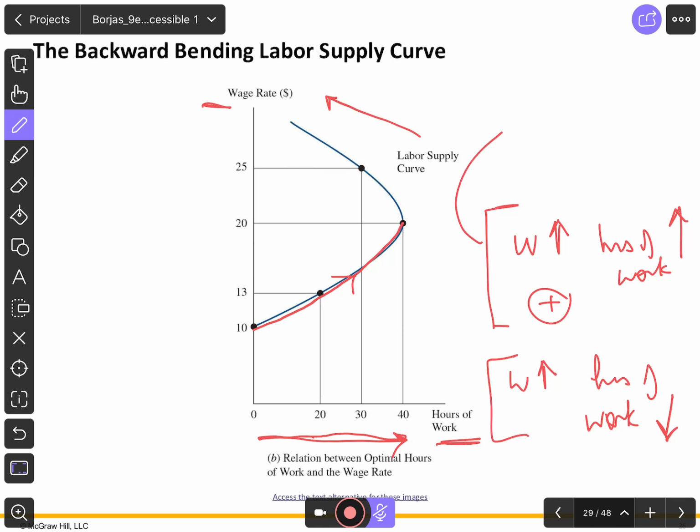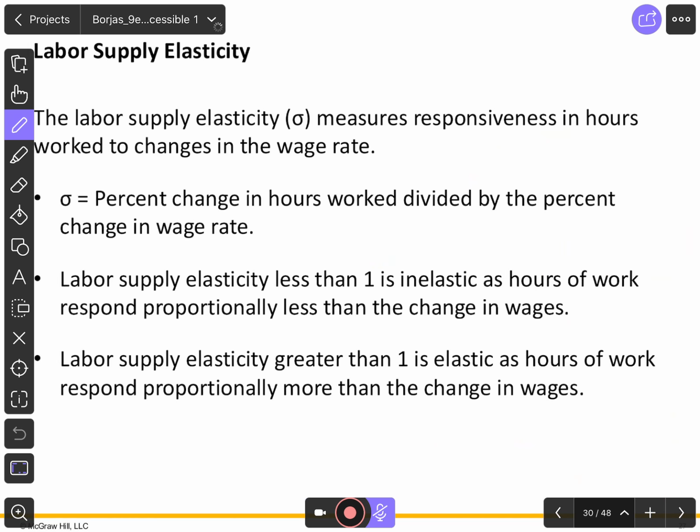So this one reflects the substitution effect. You are substituting work for leisure time. This one is the income effect. You are buying more leisure as income increases, and it makes sense that at a certain point in time you will say, okay, I have enough wage now, how about I start having more relaxation time, with fewer hours of work. And this is what we call the backward bending supply curve, because it bends backwards. It starts positive and then starts to bend backwards.